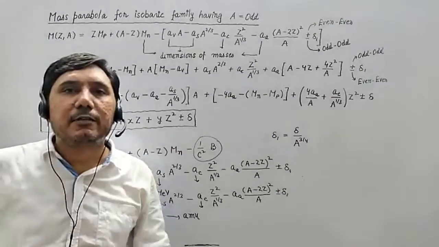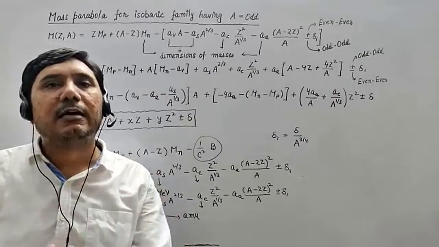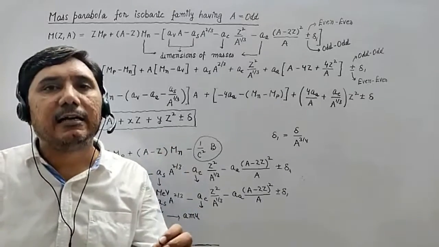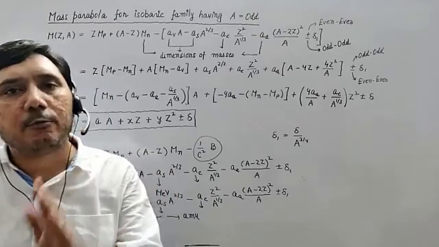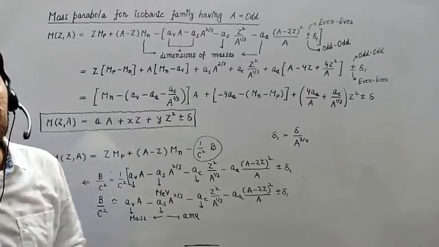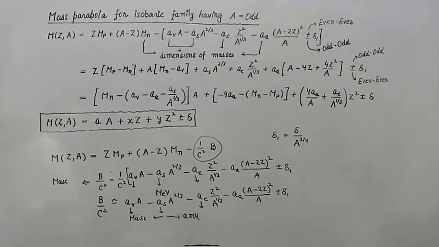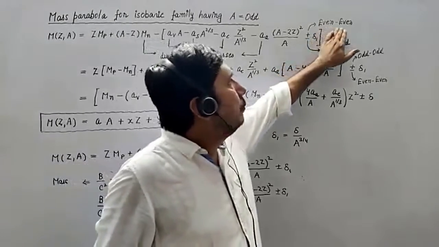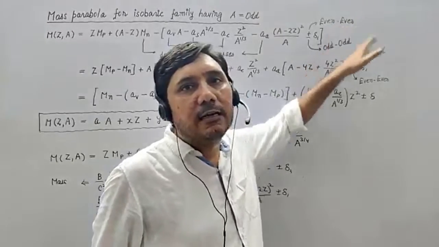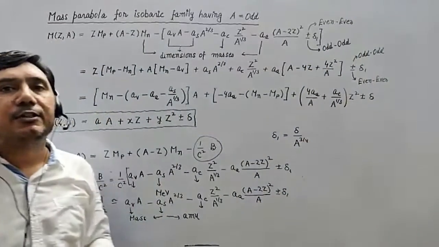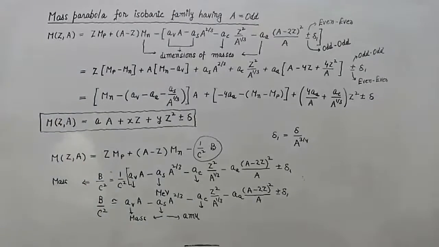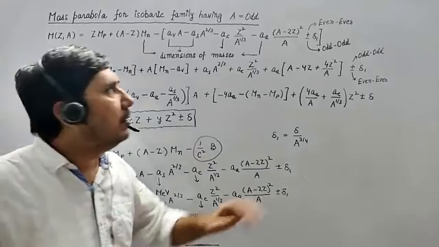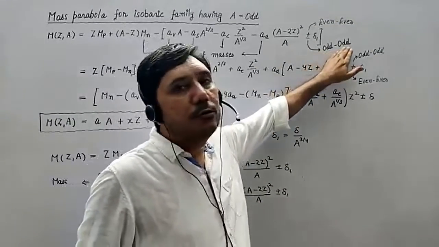What is the meaning of even nuclei? Even nuclei means in a nuclei, if the number of protons and the number of neutrons are both even numbers, then that type of nuclei is known as even nuclei. And the nuclei in which both the number of protons and the number of neutrons are odd numbers, then that type of nuclei is known as odd nuclei.